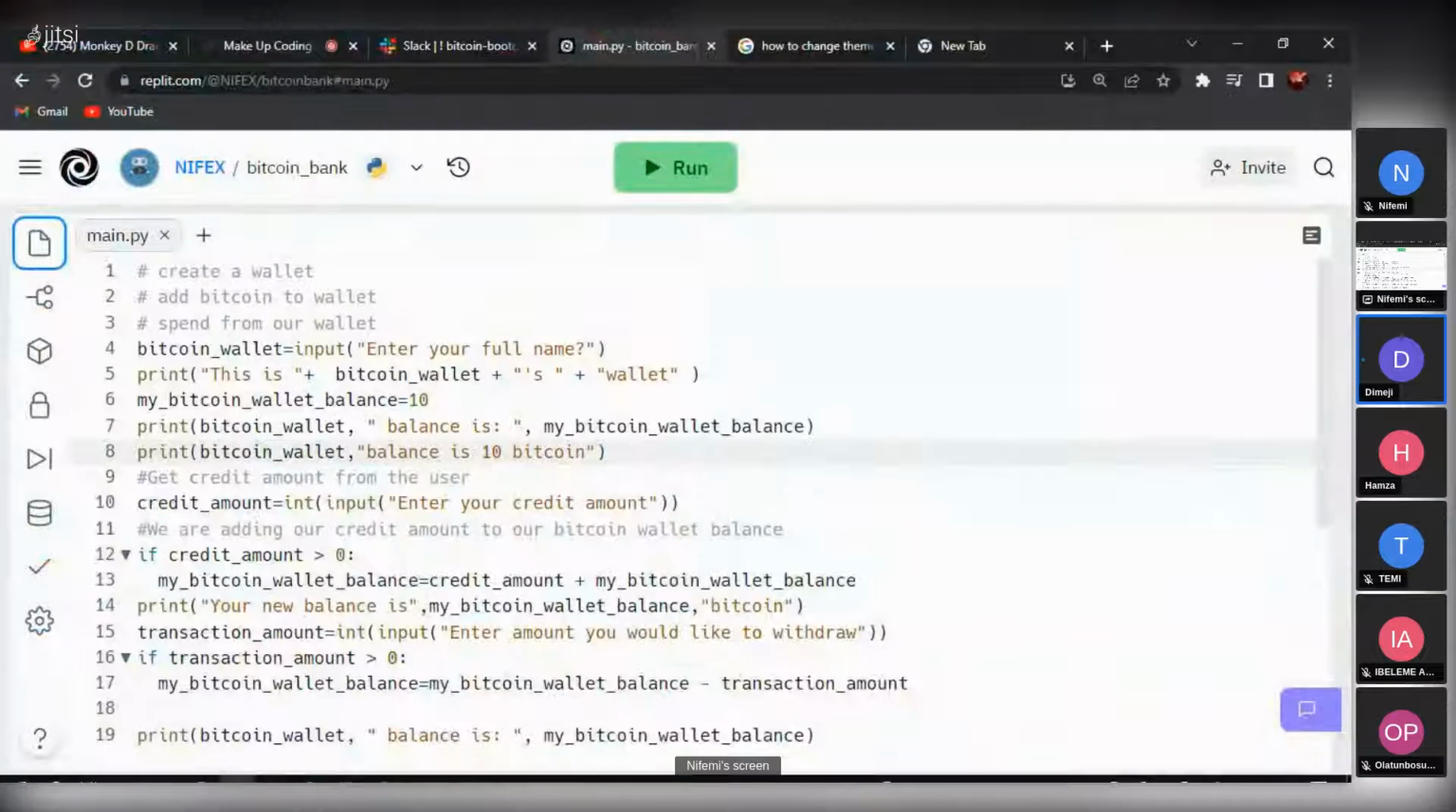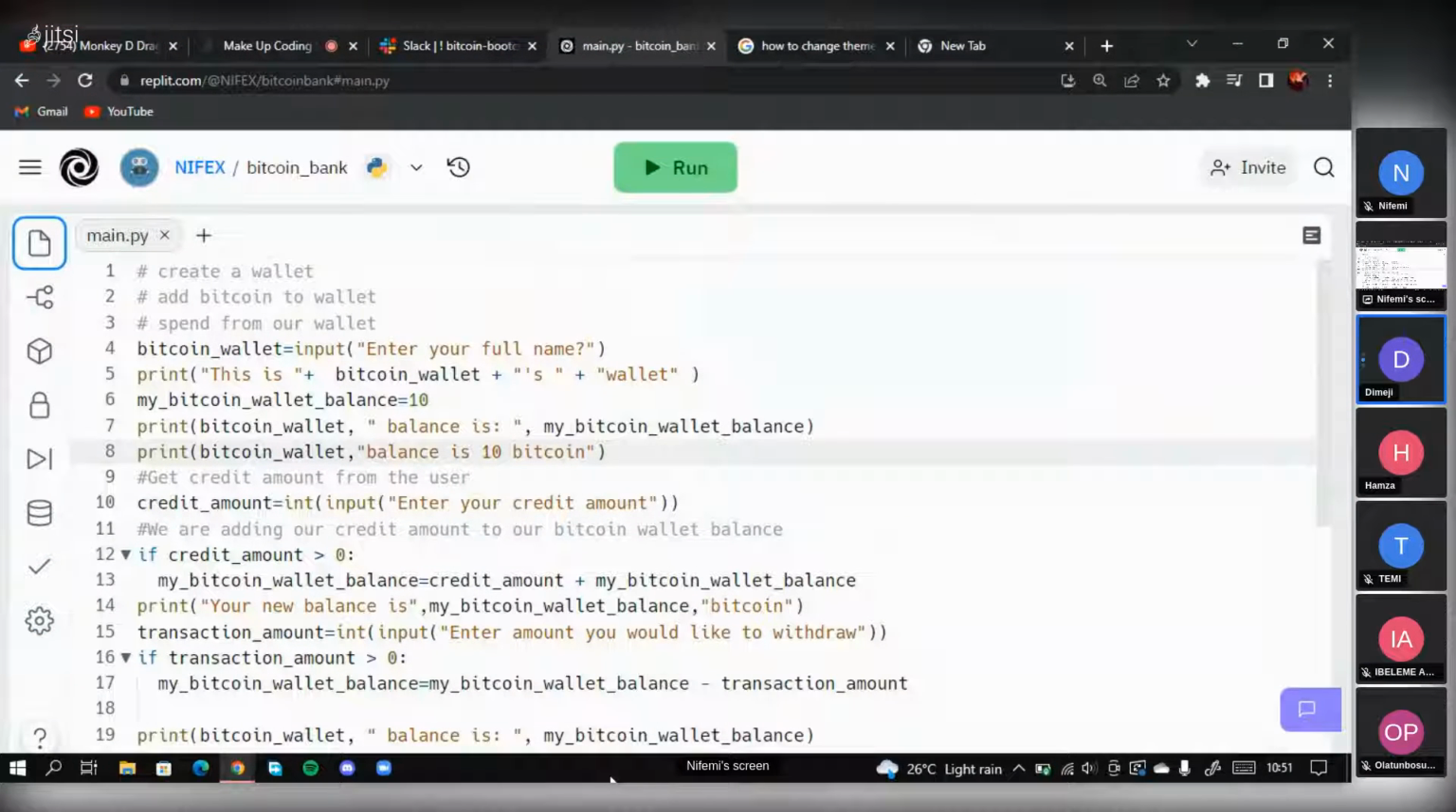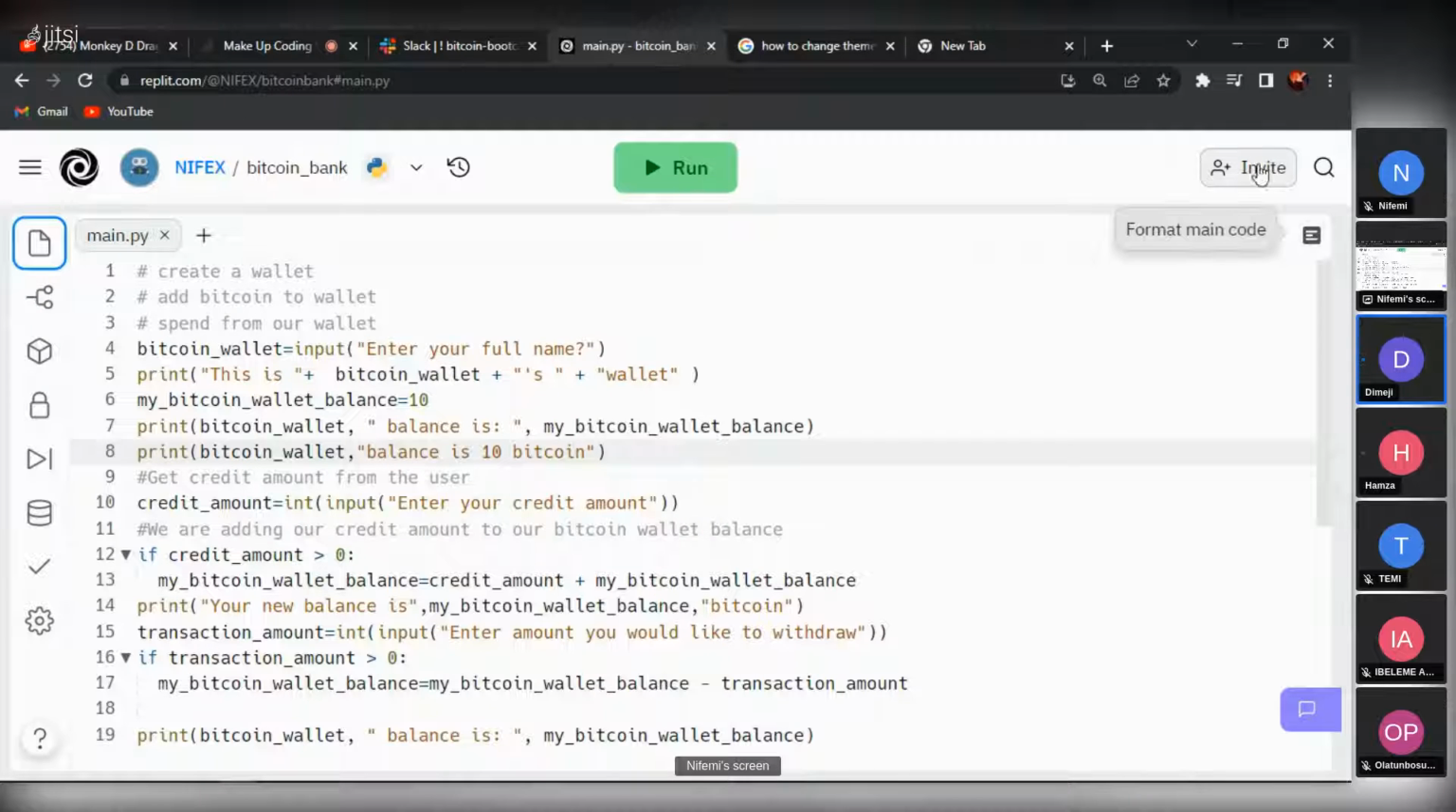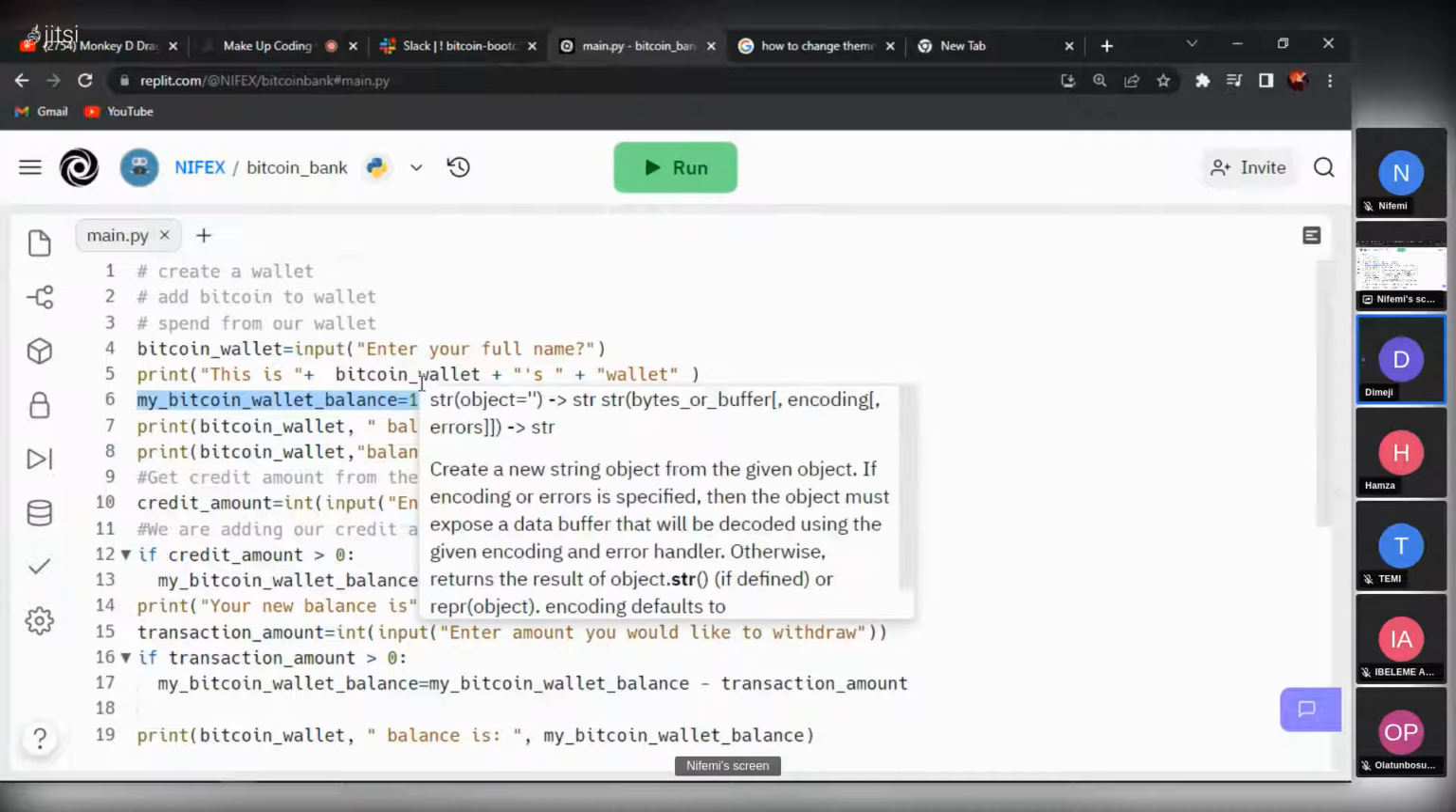Because the wallet is new, it will be zero until you start adding money to it. Once you start adding money to it, that's when the value or the amount in the wallet begins to increase. So that's what we are trying to do on line 6. On line 6, we are just saying Bitcoin wallet balance is equals to 10. That is, whenever you buy your wallet, it comes with 10 Bitcoin.